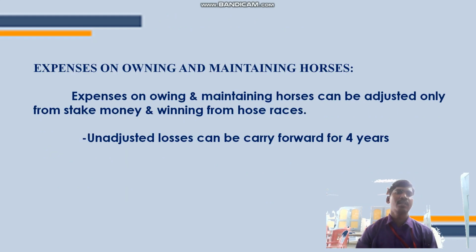And then finally, expenses on owning and maintaining horses. These expenses are considered as losses. These losses can be adjusted only from the stake money or winnings from horse races. These unadjusted losses can be carried forward for the 4 following years.